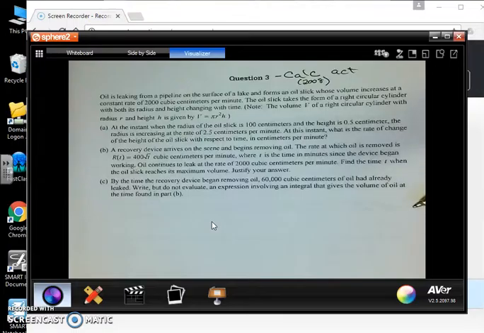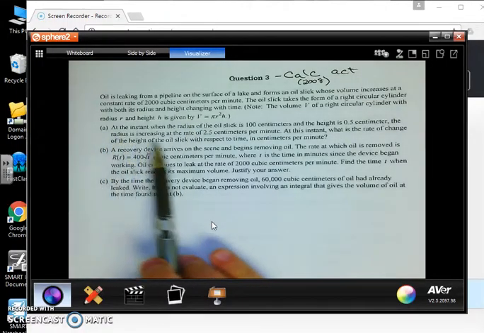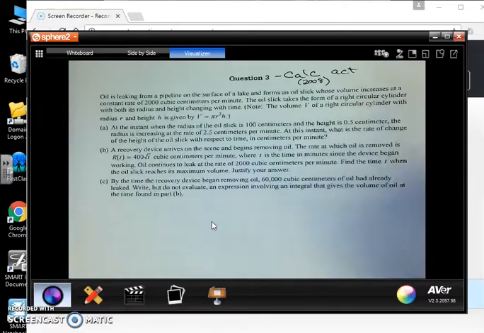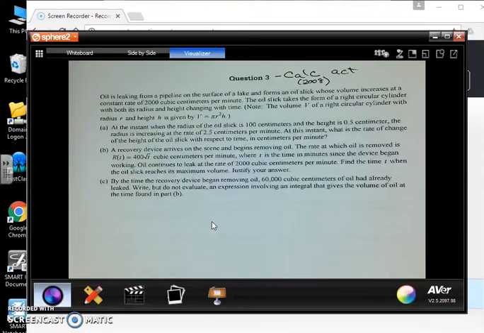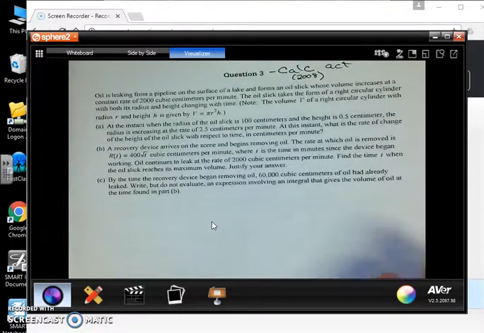So it says oil is leaking from a pipeline on the surface of the lake and forms an oil slick whose volume increases at a constant rate. So we've got this 2,000, okay? The oil slick takes the form of a right circular cylinder with both its radius and height changing with time. Okay, and they give us the volume. It says, at the instant when the radius is 100 and the height is 0.5 centimeters, the radius is increasing at a rate of 2.5 centimeters. At this instant, what is the rate of change of the height of the oil slick with respect to time in centimeters per minute?